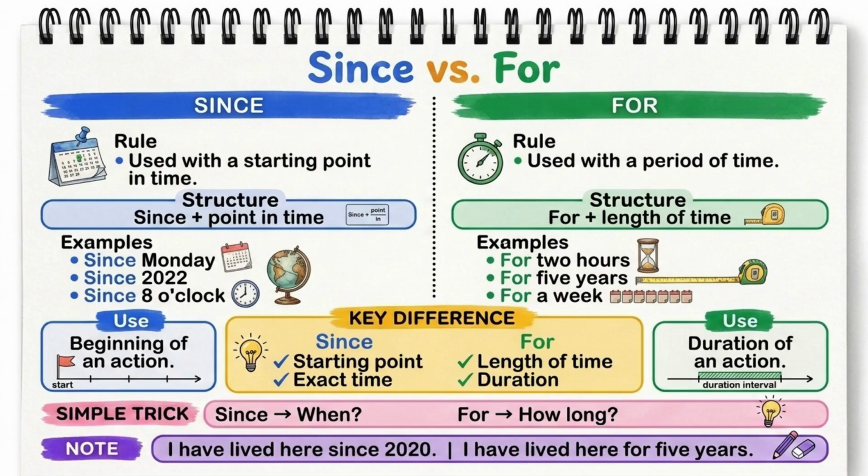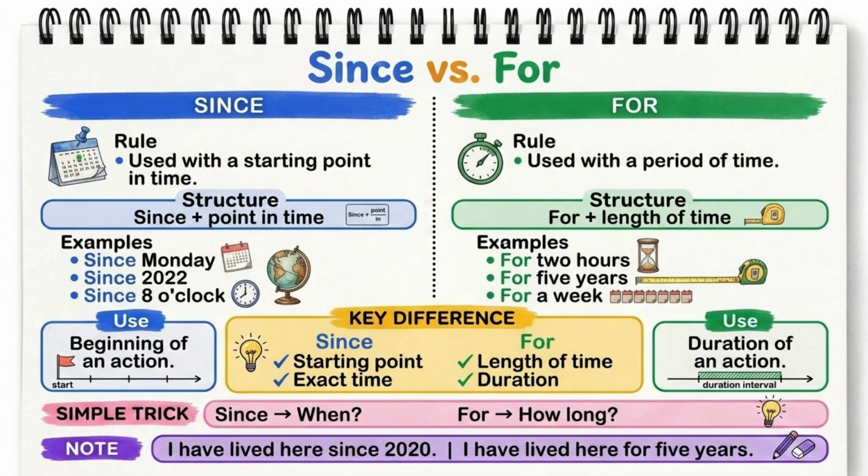Here are complete sentences. I have studied English for 3 years. They have waited for 30 minutes. In these examples, we know the duration of the action, but we don't know exactly when it started. Now, let's compare the two.